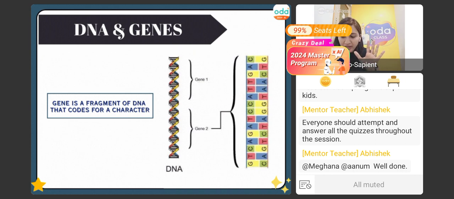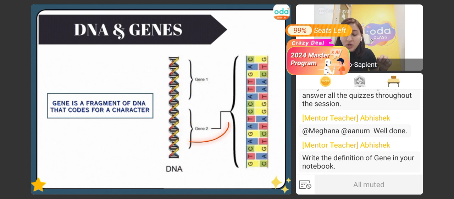Example I will give you, okay? Gene 1 is for hair color. It will code for a protein that gives hair color. Gene 2 is for skin color. It will code for a gene that is responsible for skin color. Right? So DNA is the long molecule. Genes are fragments of it that will code for a protein. Alright, students? So gene is a fragment of DNA that codes for a particular protein and it will be responsible for a character. Alright? Now do you understand?